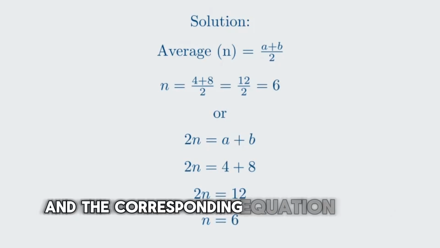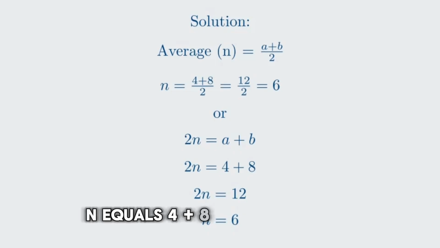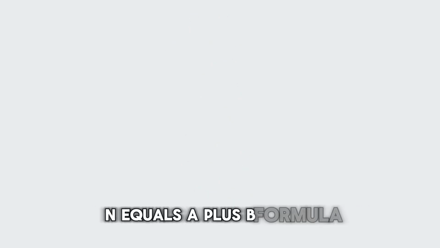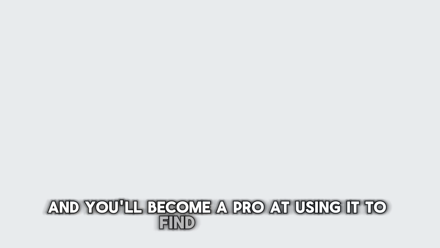And the corresponding equation would be 2n equals 4 plus 8, or 2n equals 12. Solving for n, we get n equals 6. See how it all connects? You now know the basics of the 2n equals a plus b formula. Practice with different numbers, and you'll become a pro at using it to find averages and missing values. Great job!